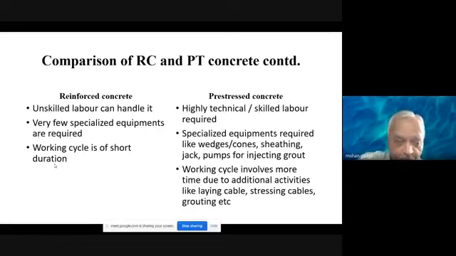Thereby, if your normal slab cycle, that is one slab and then the next slab, takes about 2 weeks, with prestressed concrete it may take 2.5 weeks, or another 4-5 days will be required. So to that extent, the progress will get hampered, and so on and so forth.